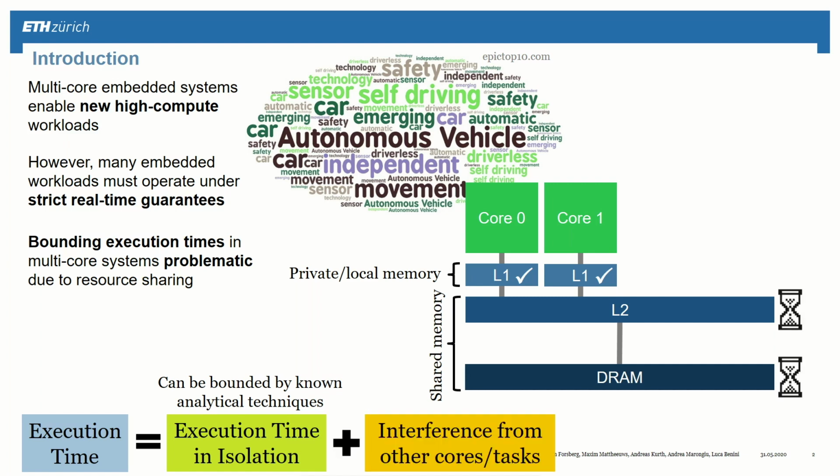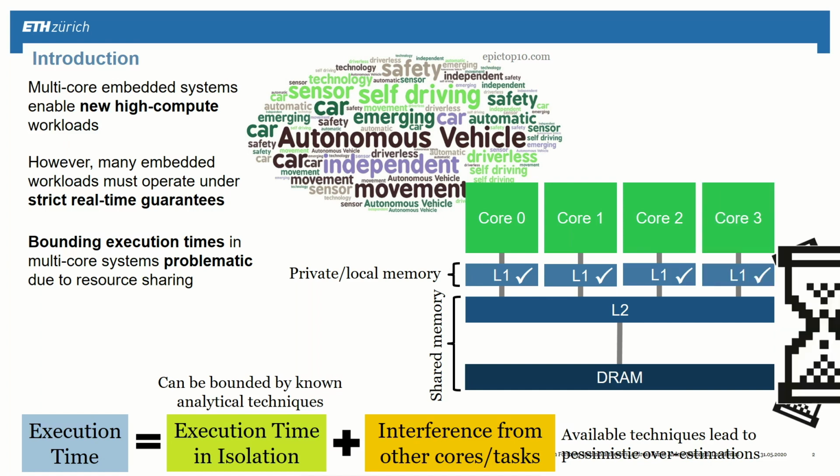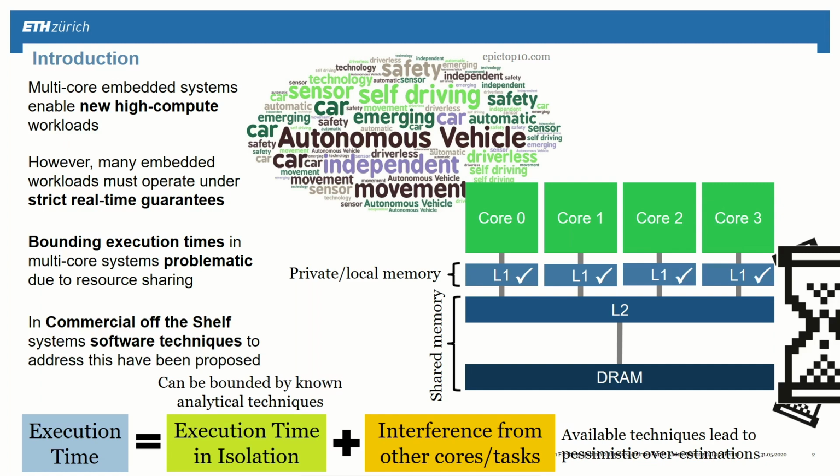Thus, we have to take this into account when computing our worst-case execution time, and unfortunately there are no good techniques that allow us to do this with tightly bounded execution times. Unfortunately, again, this becomes a bigger and bigger problem the more cores we add. For this reason, we need software techniques to solve this problem.